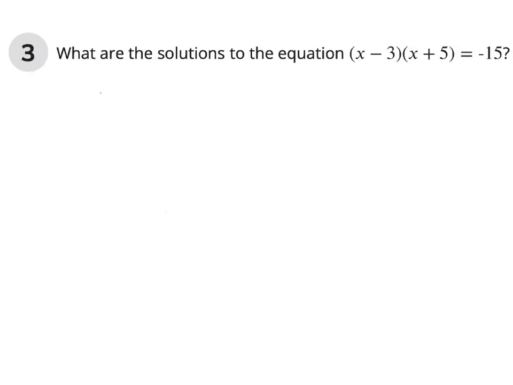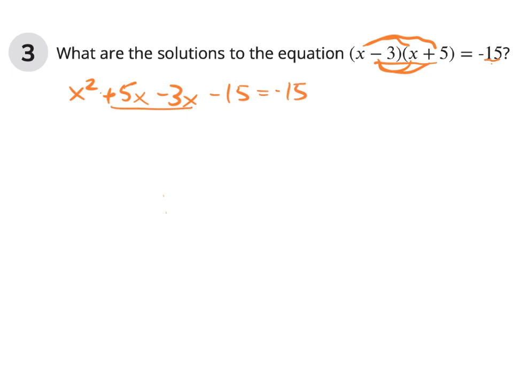Okay, what are the solutions to the equation? Okay, so now, what we have to do here, since it's equal to negative 15, I'm going to multiply these two. So x times x gives us x squared, so I got to distribute. x times 5 gives us 5x. Negative 3 times x gives us negative 3x. And negative 3 times 5 gives us negative 15, which is equal to negative 15. So 5 minus 3 is 2.